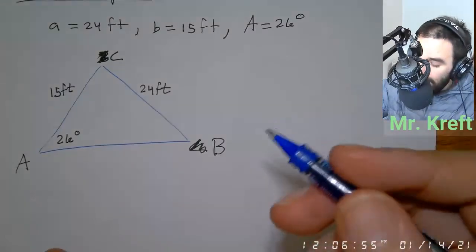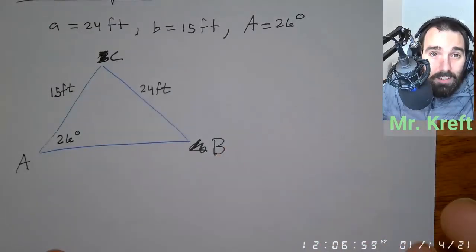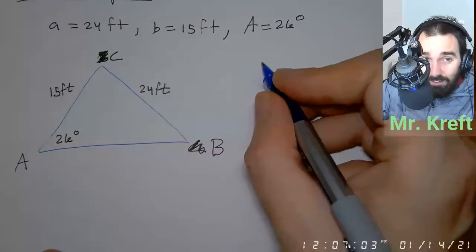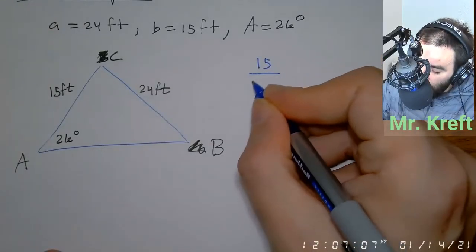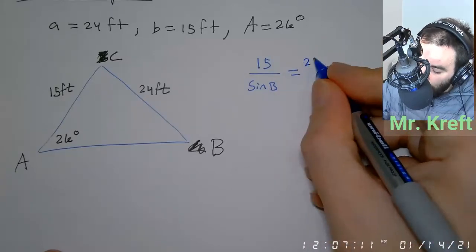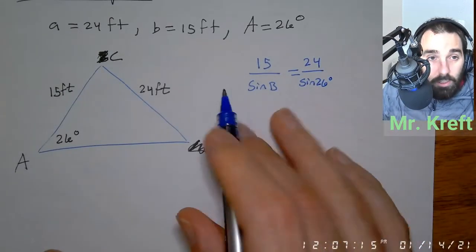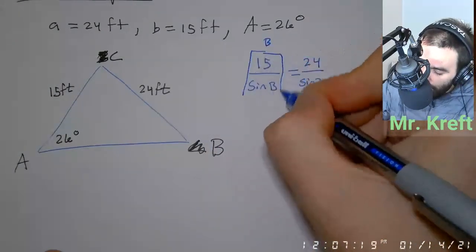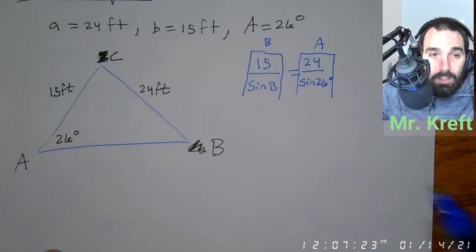So what I'm going to do, and remember with fractions, you can flip them if it's a monomial on each side. So for example, I can write this like this. I could write 15 feet over sine of B equals 24 feet over sine of 26. Okay, so I could write it like this. So again, these are both B, and this is both A. So that's what I'm doing there.